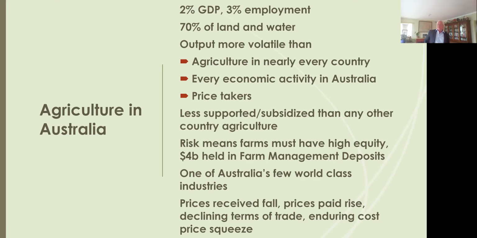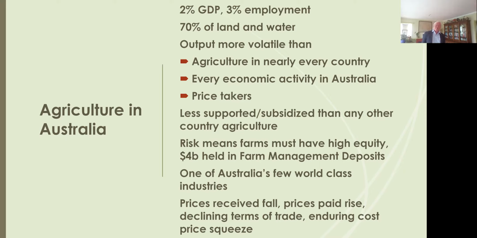Just a bit of background. Most of you know agriculture in Australia as well as I do, but for those that don't, I asked the students, how big is agriculture in Australia? What percentage of the GDP? And they'll say 80%, 60%. And most people don't realise it's 2% of the GDP, it's 3% of employment. But the farmers manage at least 70% of Australia's land and use 70% of Australia's water. The output is more volatile than pretty much most agriculture in nearly every other country.